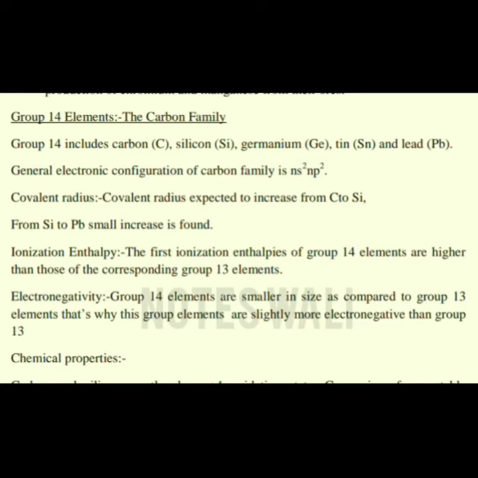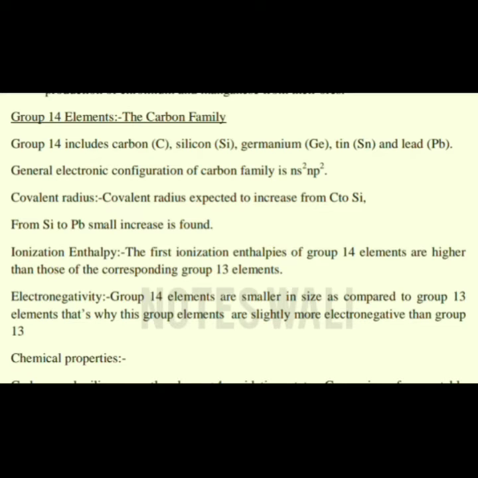Now we come to the group 14 elements known as the carbon family, which is the foundation of our organic chemistry. The general electronic configuration is ns2 np2. The ionization enthalpy of these group elements is higher than that of group 13 elements.